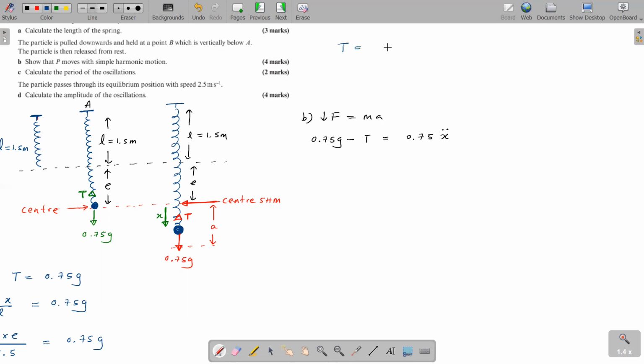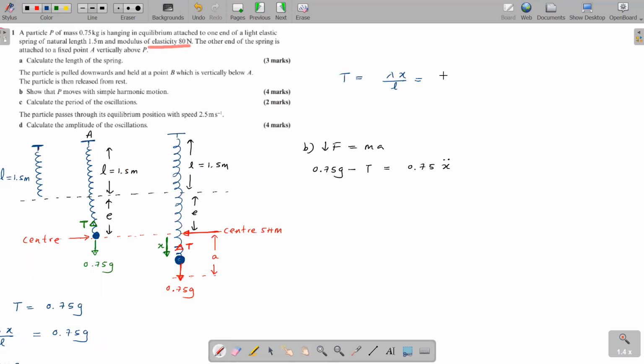Before we start on this, shall we get the tension? What's the tension at this point? Tension is lambda X over L. Lambda value is 80. What about the extension? I have told you several times, the X here doesn't mean the X that you have as the displacement away from the center of the oscillation. The X here represents how much your spring has stretched beyond its natural length.